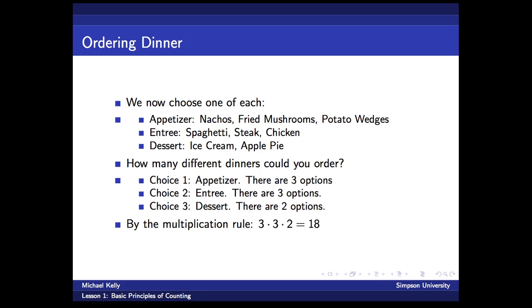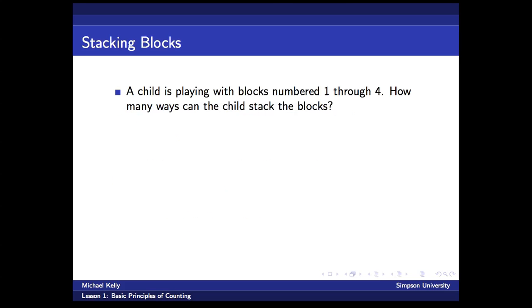2, which equals 18. Again, this is a small enough number. If you wanted, you could go through all the different options. We could choose fried mushrooms with spaghetti and ice cream, or we could choose potatoes with steak and apple pie, for example. And if you write down all the different combinations to make a dinner, you're going to find that there are 18 total.